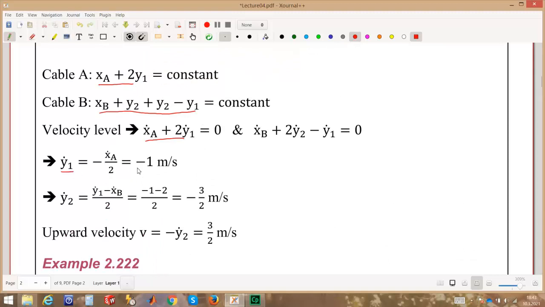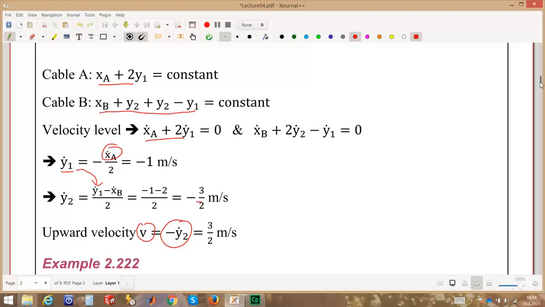As a result, firstly we find this y1 as a function of xa, substitute that information into the y2 equation, and then we get this upward velocity as the negative sign of y2 dot, which we found to be 1.5 meters per second for these given speeds of xa and xp, or the A and B cables.